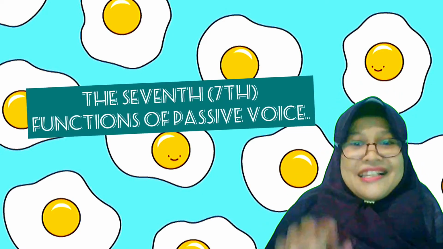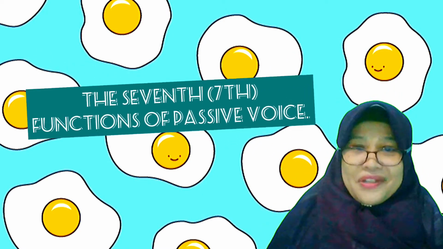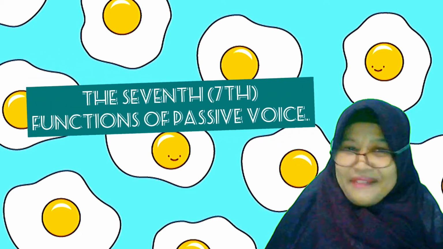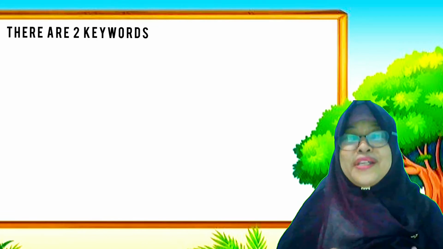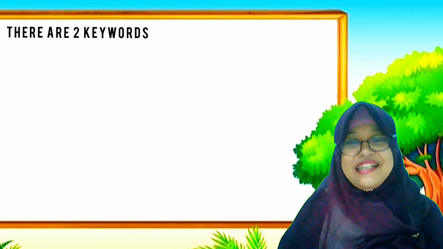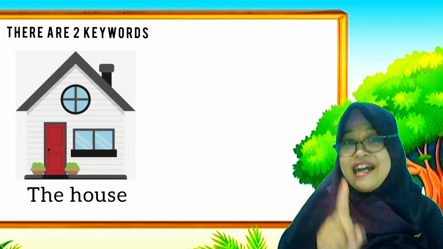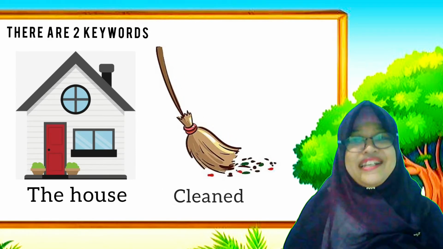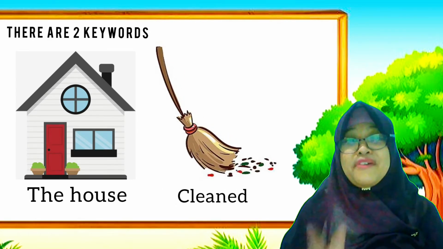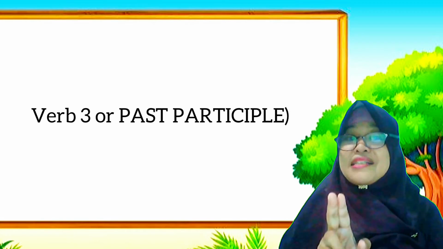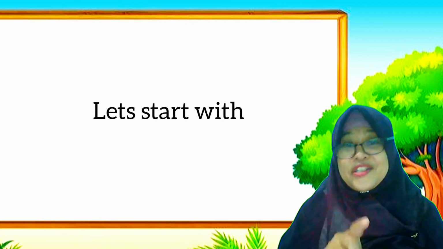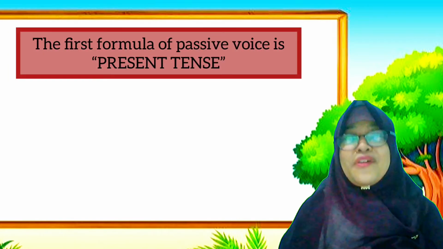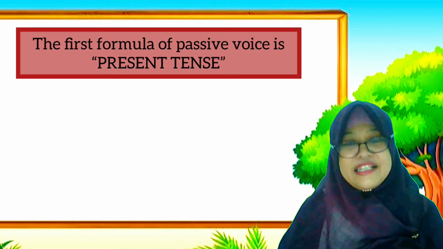Okay, now I'm going to explain to you the 7 functions of passive voice based on the 7 tenses. Check it out. There are 2 keywords that we're going to discuss today. The first keyword is the house, and the second one is cleaned in the form of verb 3 or past participle. Okay, now let's start with the first formula or function of passive voice.